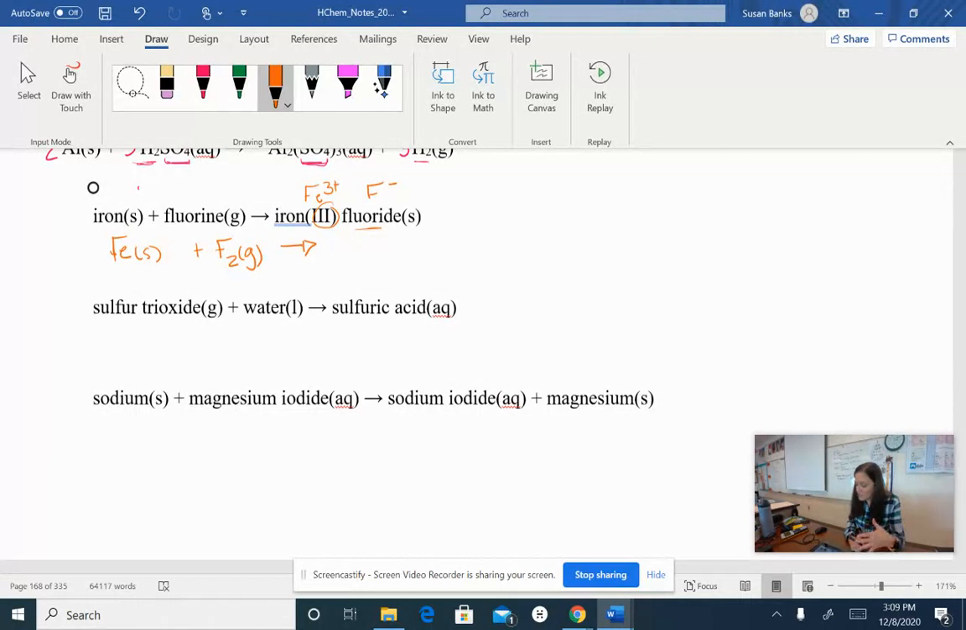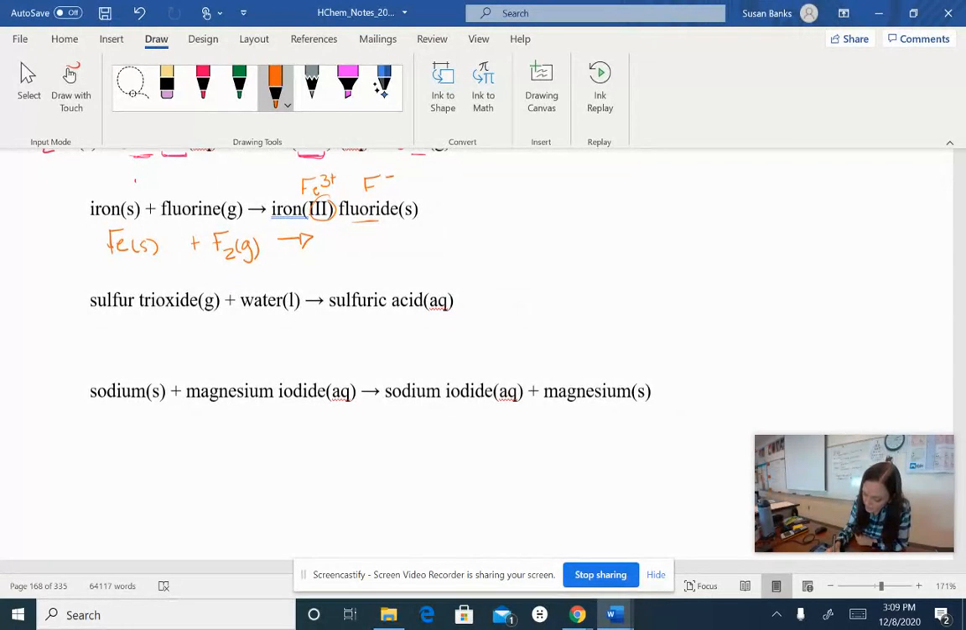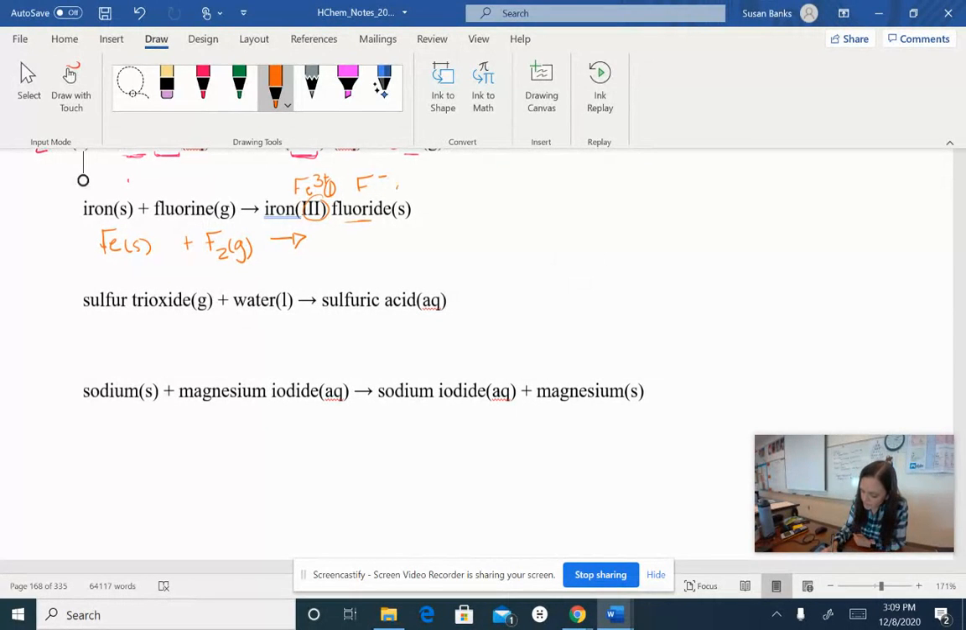So what ratio am I going to use to put them together? Remember, the sum of the charges has to equal 0. So if I have a +3 and -1, what's the least common multiple? Did you say 3? So how many irons do I need to get to a +3? I need 1 of them, right? How many fluorines do I need to get to a -3? I need 3. So I need 1 iron and I need 3 fluorines. Okay? So there's our skeleton. So remember, when we are writing an equation, the first thing is to write the formulas.